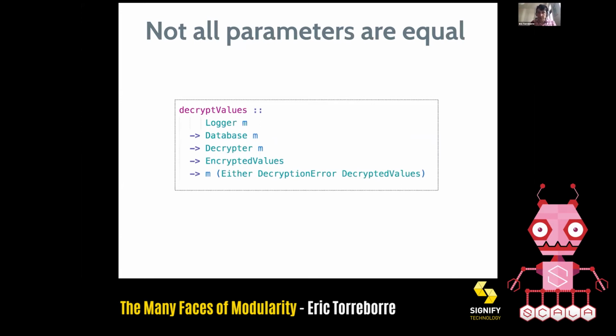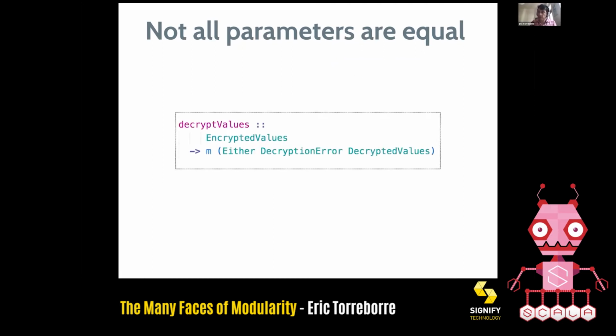And this function has a signature where not all the parameters are totally equal. The first three parameters are only about providing dependencies and stuff that's useful for your implementation. That's not necessarily something that has to be seen from the outside world. As a client of that function, I don't really care if it's using a logger to log stuff that it's been doing for later usage. I just want my decrypted values.